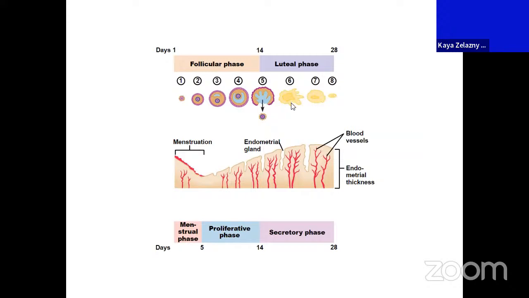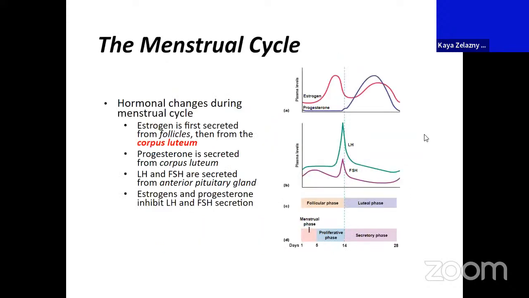So we don't have them coming from this corpus luteum, and we don't have follicles making them yet either. So we've got this withdrawal triggering us to go back to menstruation here at the end. So that's how it links together. We could also link it together and identify some of these phases by looking at hormone levels themselves.